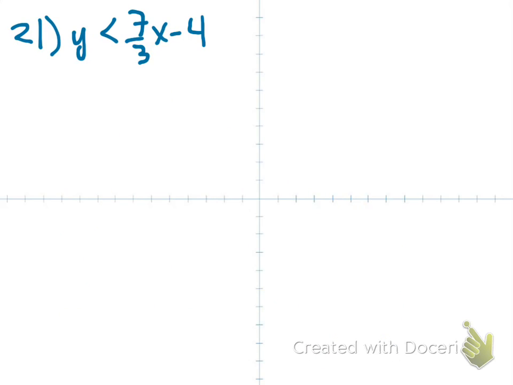Okay, y is less than 7 over 3x minus 4, so let's do the minus 4. 1, 2, 3. Again, here's another less than, which means broken line, shade below. So again, starting at negative 4, 1, 2, 3, 4. Up 7, 1, 2, 3, 4, 5, 6, 7. 3 to the right, 1, 2, 3. There's your other point.